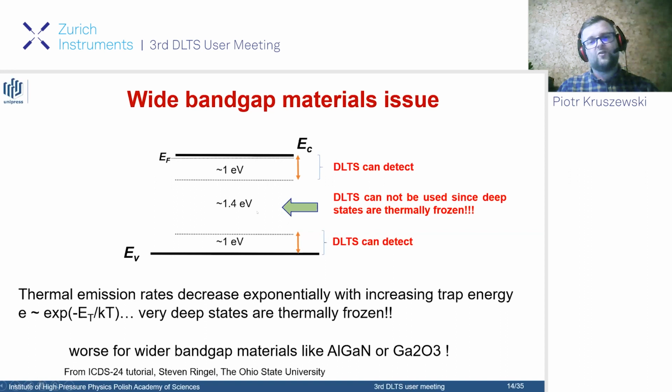Why? Because those traps are too deep, and we could say that they are thermally frozen. As you remember, the emission rate depends exponentially on the distance of the trap from the bands, and also inversely on the temperature. So the situation will be even worse in wider bandgap materials like aluminium nitride or gallium oxide. So how could we analyze deep traps in this part of the bandgap?